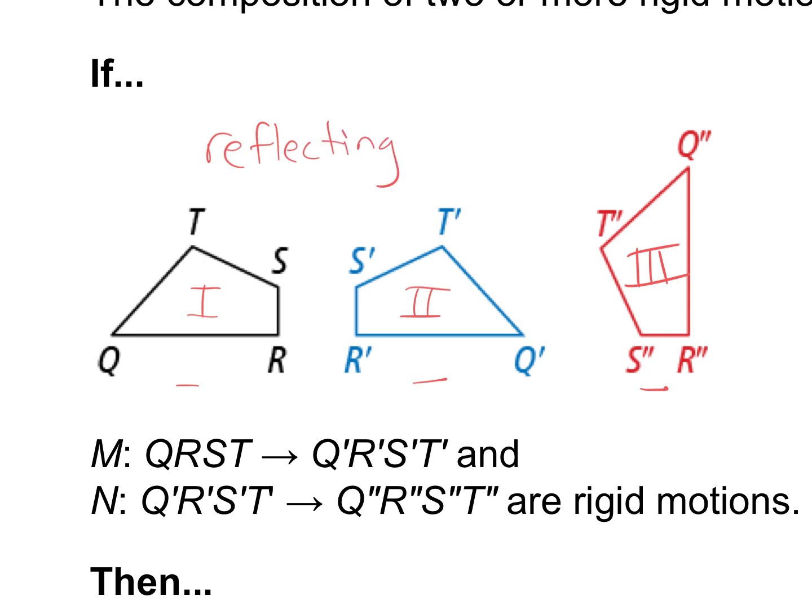And then from here to here, let's go through all the options. Am I reflecting? No. Am I translating? No. What's the only other option? Rotating. Do you agree that it's rotating? Yes, because it's turning. So we are reflecting and rotating.